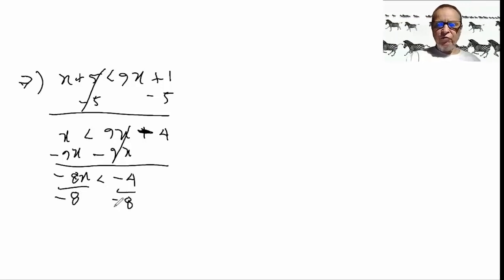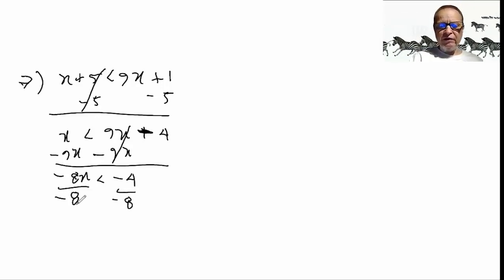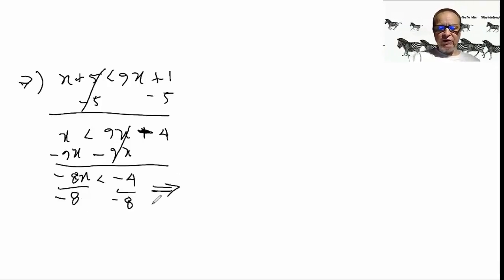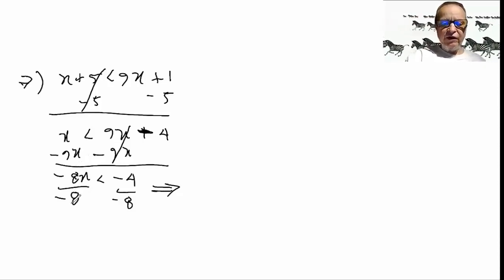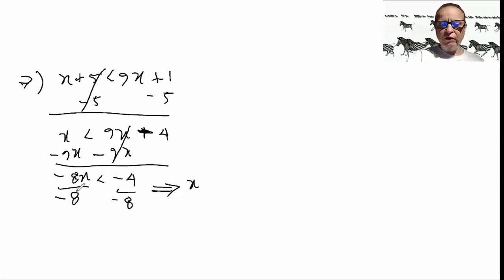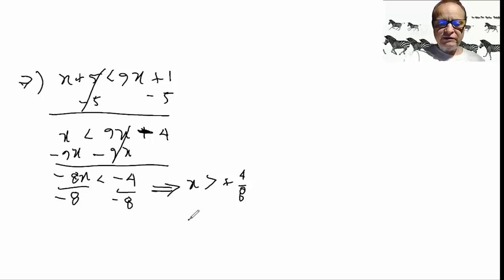It doesn't matter what negative number I'm dividing by. The fact that I'm dividing by a negative number says that I absolutely must change the direction of the inequality. So in this case, I'll get negative 8 over negative 8, which gives me positive x, because negative 8 over negative 8 is 1. And then x is greater than negative 4 over 8, which is going to give me positive 4 over 8. And if we reduce it, 4 over 8 is 1/2.